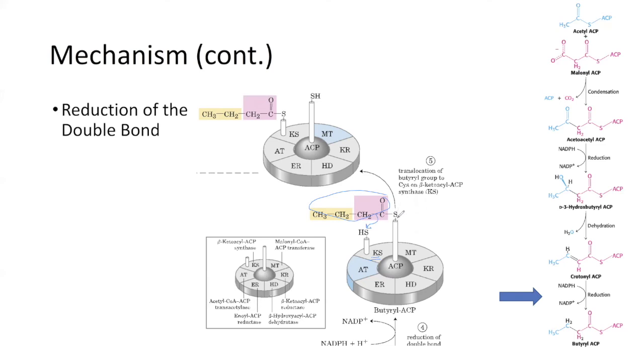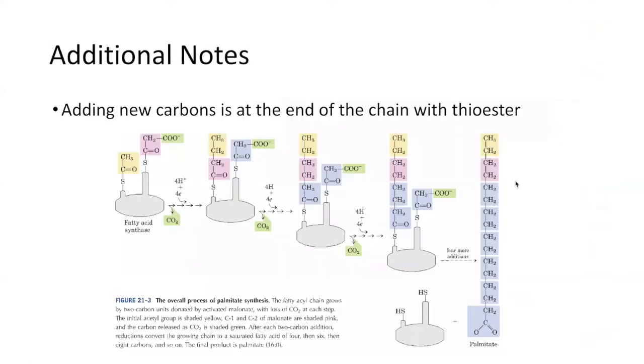If I were to provide an analogy, think of the KS domain as the P site of the ribosome. It's the one that holds onto the growing chain, whereas the ACP here can be thought of as the A site where the new amino acid comes in. So in this case, the new malonyl-CoA. To give you a better drawing of that, let's look at it from a different perspective, like this.